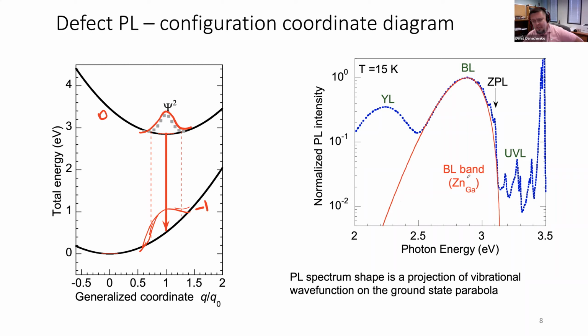This happens to be a zinc acceptor, but it's a very nice illustration. This shape is the Gaussian of the vibronic wave function projected on the ground state parabola. And then these little peaks right here on the high energy side, that's the ZPL. The next little peak separated by the phonon energy, that's the first phonon replica, second phonon replica, third, and so forth. So this is sort of a moderate case.